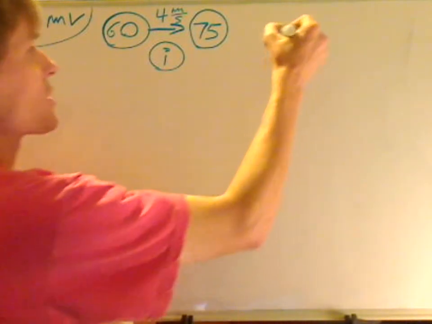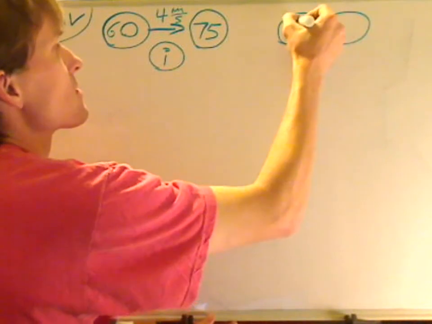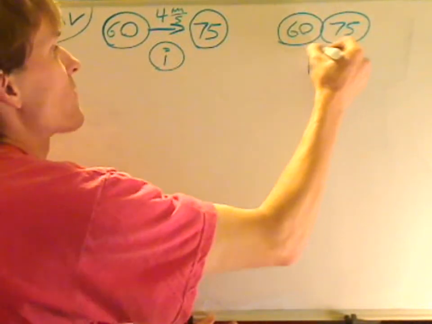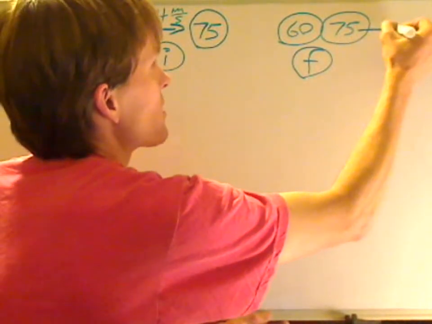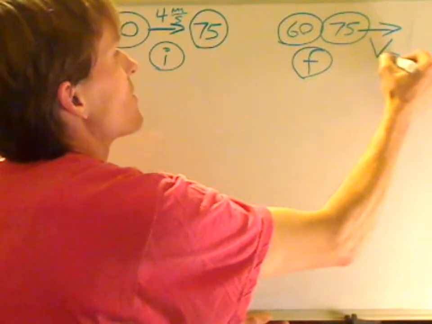Our final situation, our two skaters are now stuck together. So there's our final situation. And they're cruising along now at some final velocity that we need to solve.